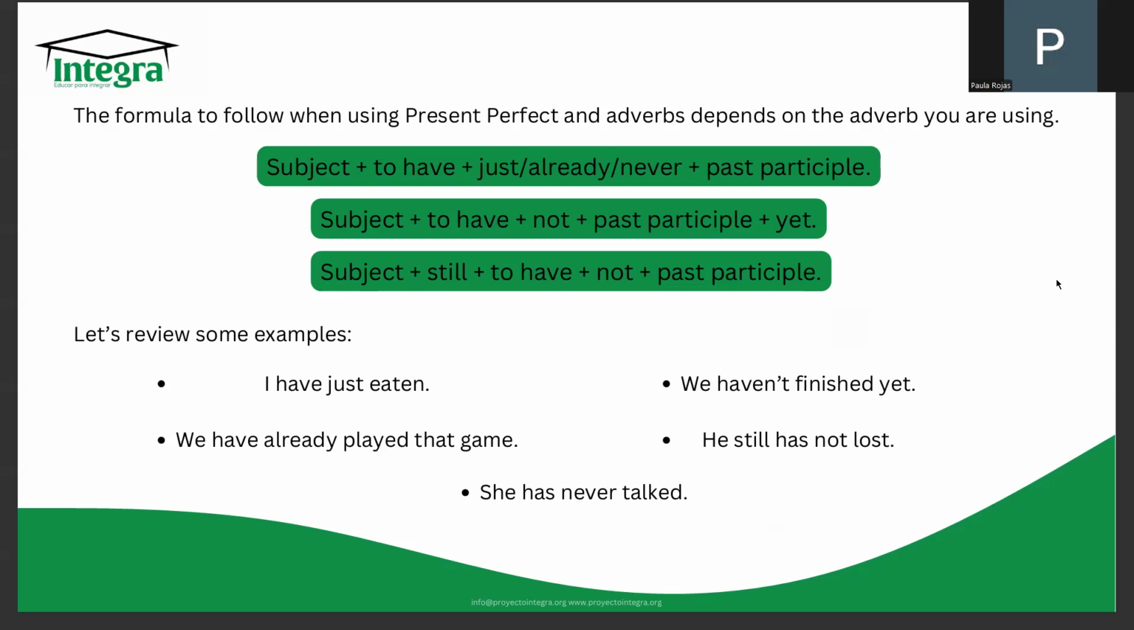I have just eaten, right? We're adding the word just. I have just eaten. We haven't finished yet. This is what I was saying, that it goes at the end and that it's usually negative. We have not finished yet. We have already played that game. This means that we have played it several times, right? And we add the word already to emphasize that. He still has not lost. And then lastly, she has never talked.